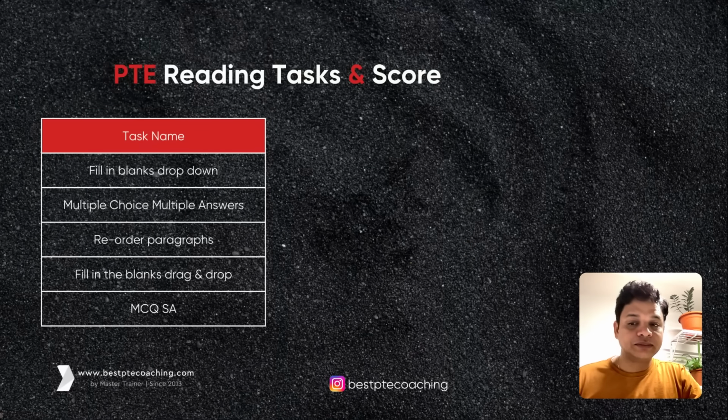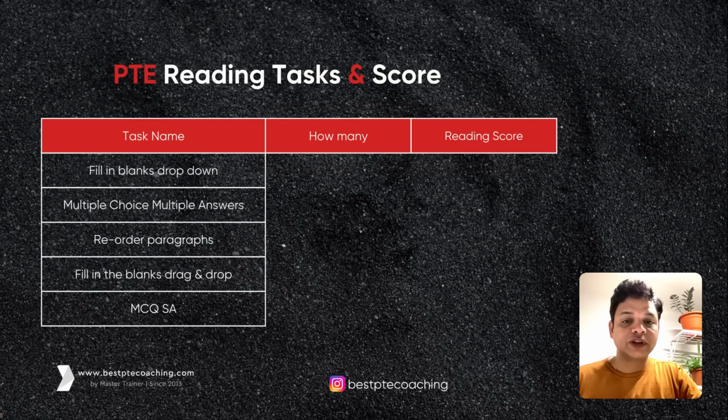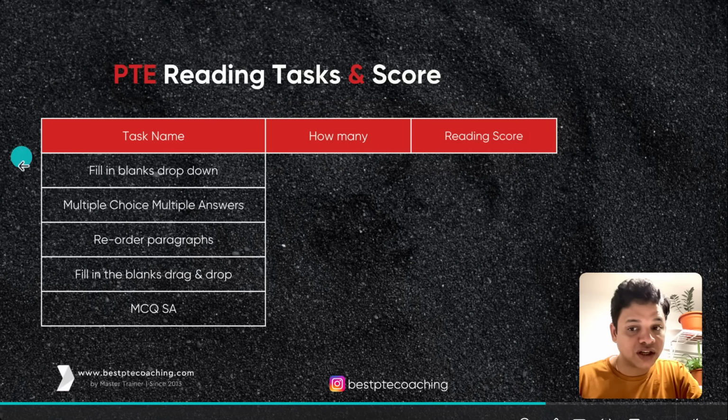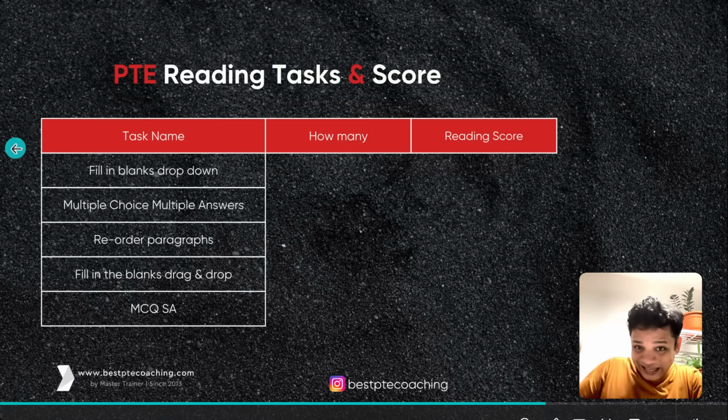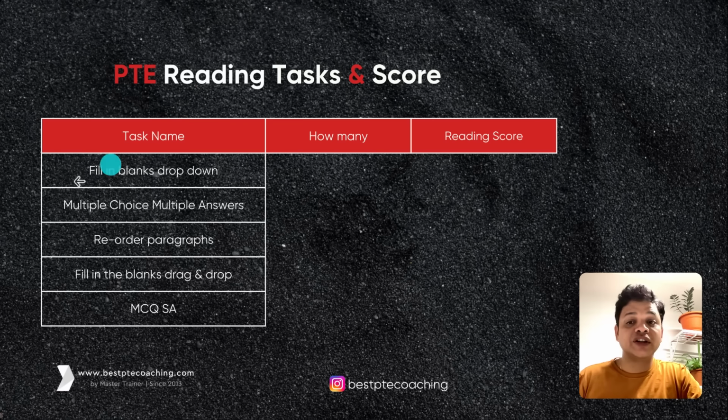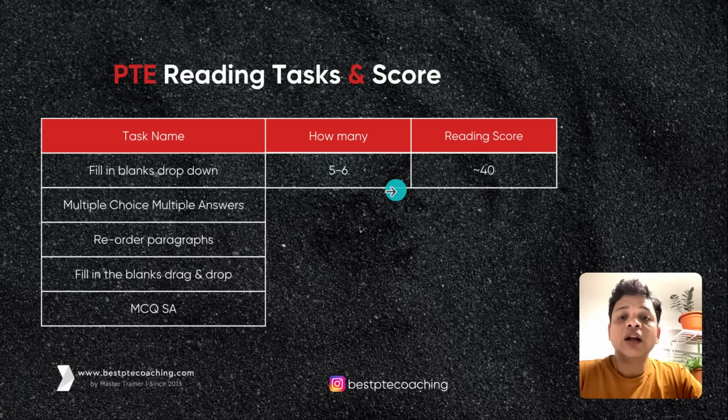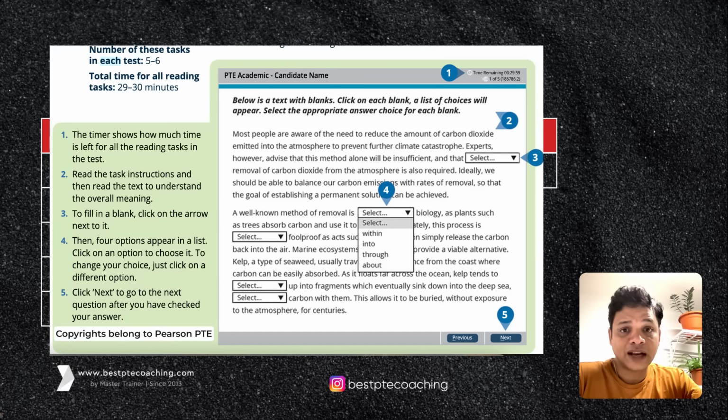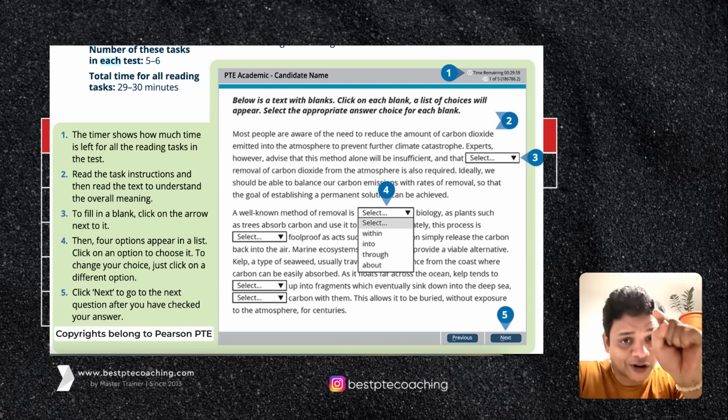So these are the tasks from the reading module. When you sit the test, the tasks happen in the same sequence. This is the exam sequence, and to answer all these questions, usually you have 23 minutes. Your reading module starts with fill in the blanks drop down. 5-6 questions. There is a passage with 4-5 blanks. At every blank, you have a drop down button.